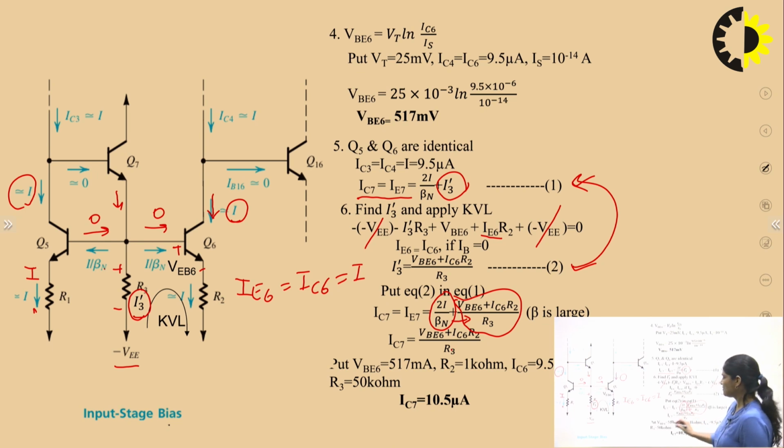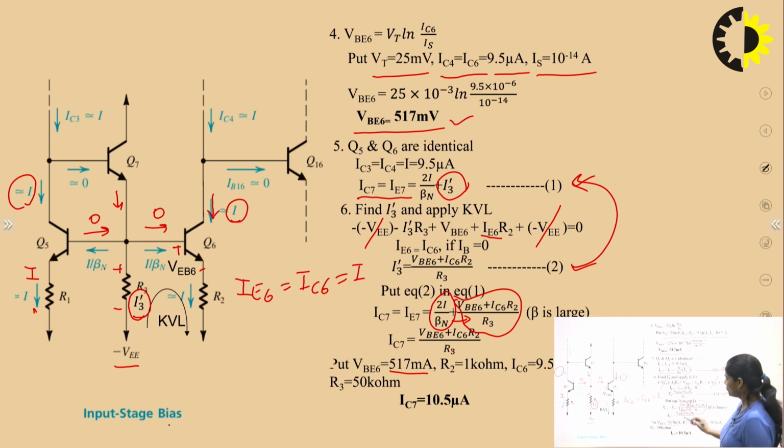Now put here this VBE6, 517 millivolt. Here it is calculated. VBE6 is how much? VT ln IC6 upon IS. And you know the value of VT. You know the value of IC4 is equal to IC6 is equal to 9.5 microampere, and our saturation current is 10 to the power minus 14 ampere for the NPN transistor. Now put here these values and we will get VBE6 is equal to 517 millivolt.